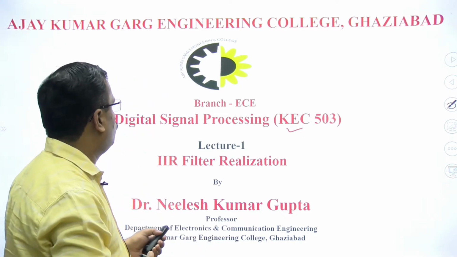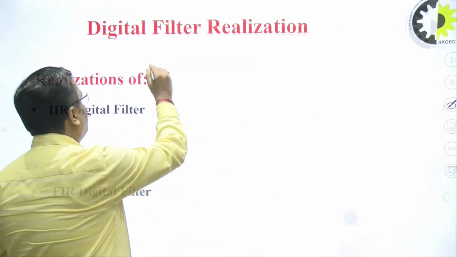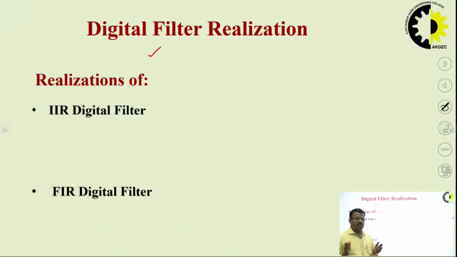Okay. So, firstly, here we will see digital filter realization. As we know, there are two types of digital filter, IIR and FIR. IIR means infinite duration impulse response digital system or filter. And FIR means finite duration impulse response digital filter. In this lecture I will focus on the realization of IIR digital filter. So, at first you should know what is the meaning of IIR digital filter.